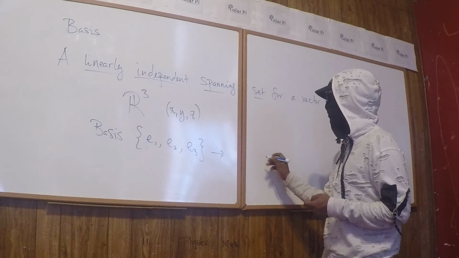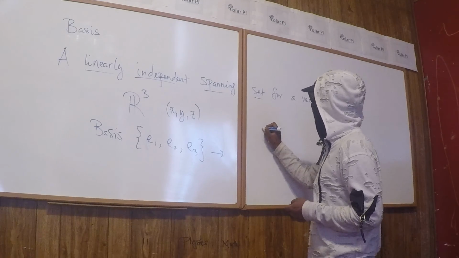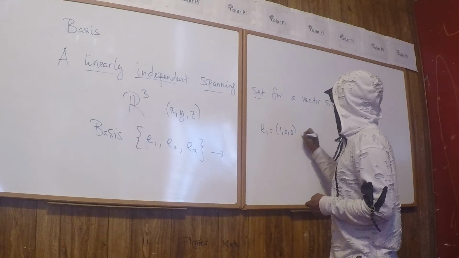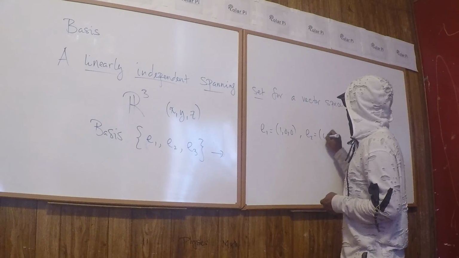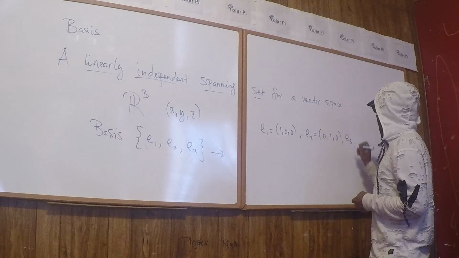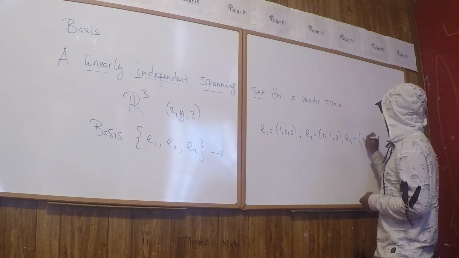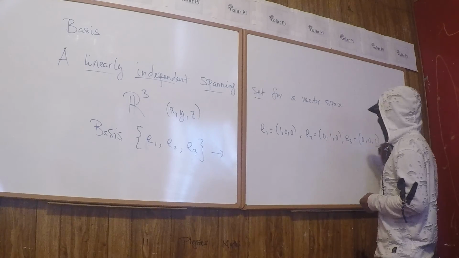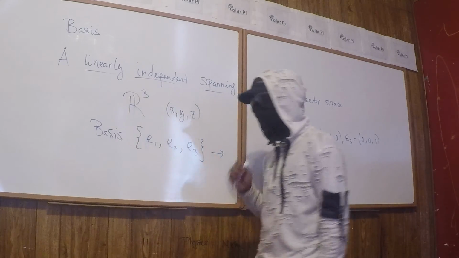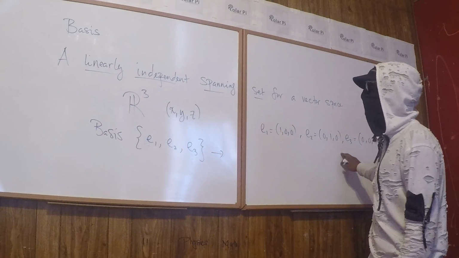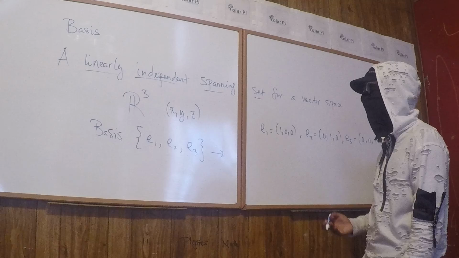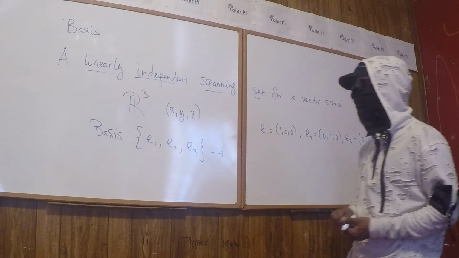Okay, so E1, E2, and E3, if you don't know what they are: E1 is (1, 0, 0). E2 is (0, 1, 0). And E3 is (0, 0, 1). So you should be able to guess that in your sleep after I show you the first one. This is both linearly independent and a spanning set of R3, and therefore it forms a basis for R3. So how in the world is this linearly independent?